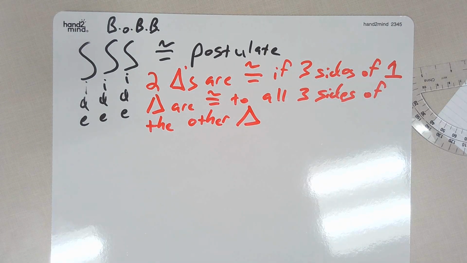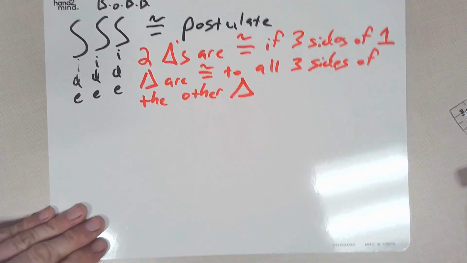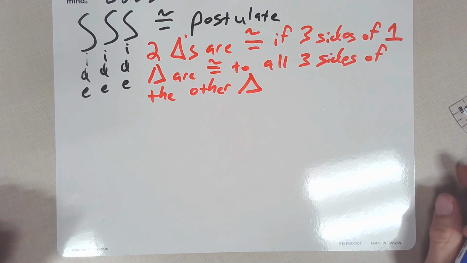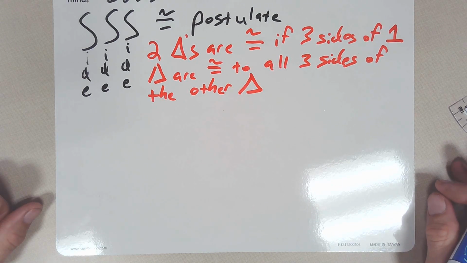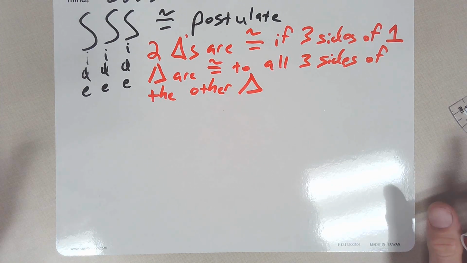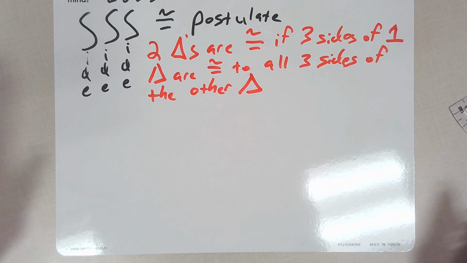Okay, so they've got to be the respective sides of the triangles, though. So they've got to be named the same. They've got to be labeled in the same order and everything. And I'll show you what I mean right now, I guess.